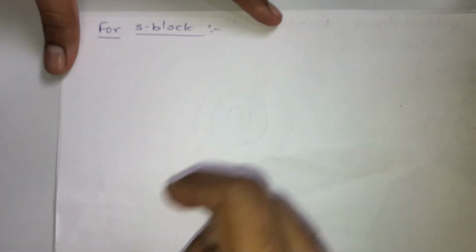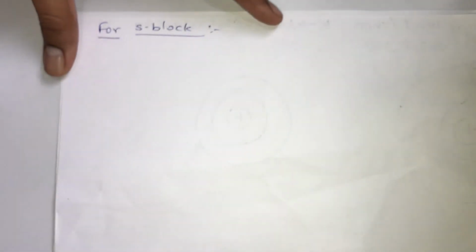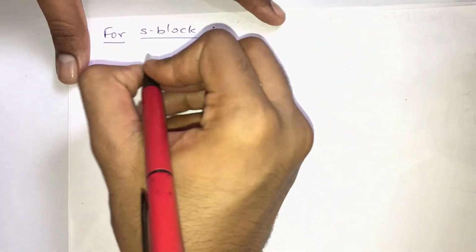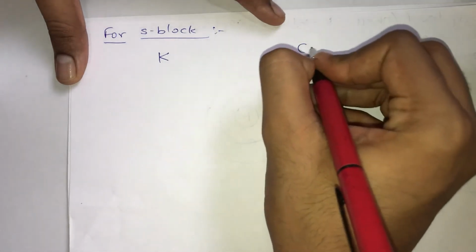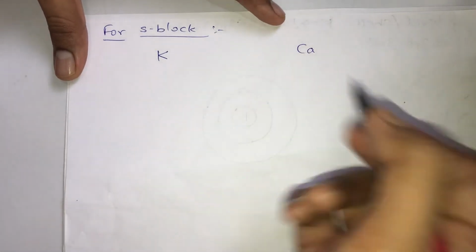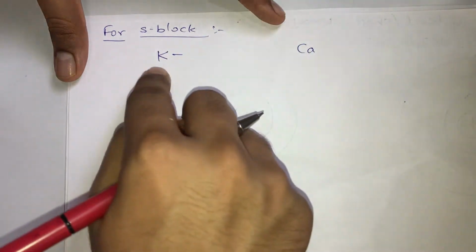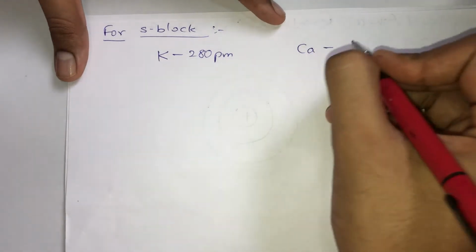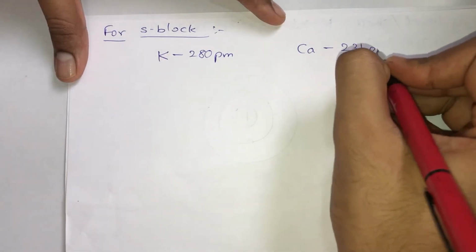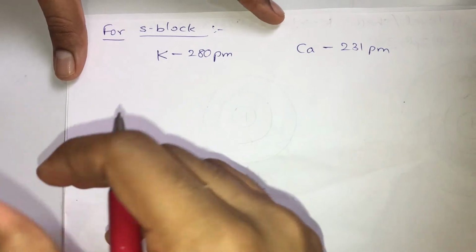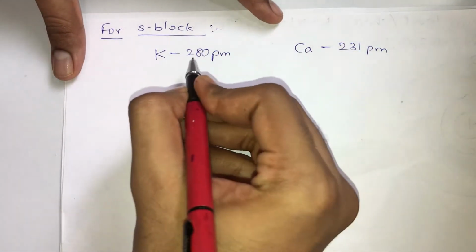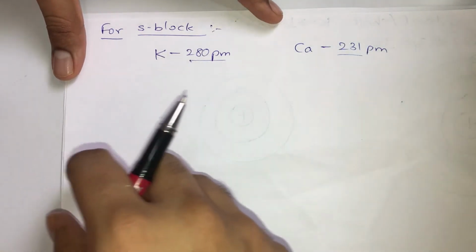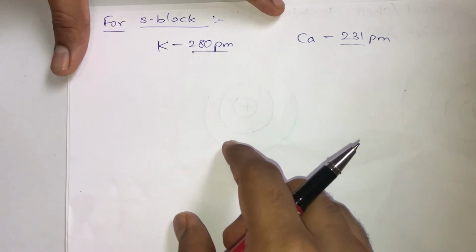Now as we all know, there are only two S block elements present inside the fourth period, which are nothing but potassium and calcium. And the observed atomic radius of potassium atom is 280 picometer, and that of calcium is 231 picometer. So here you can see that as we move from potassium to calcium, there is a drastic change taking place in the atomic radius. Now why is the atomic radius changing?